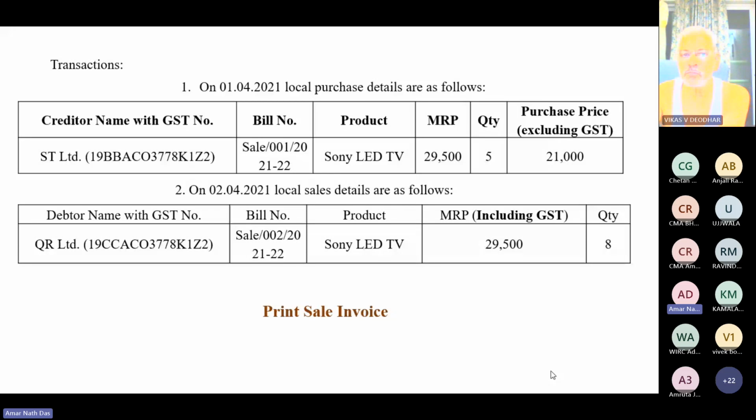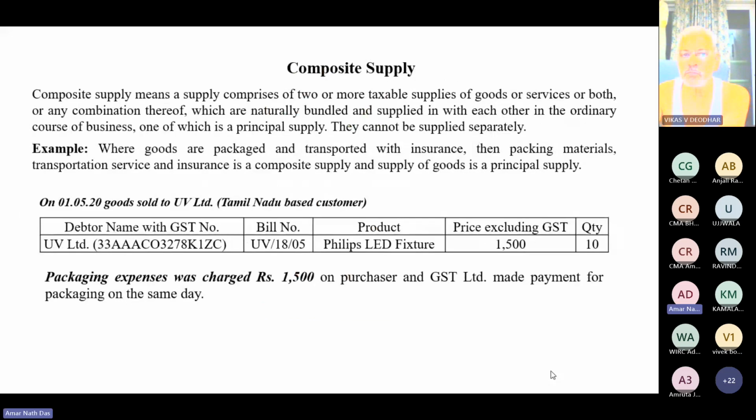So I will show you this one also. Then I will show you the print of the sale invoice. And this is a composite supply. That means when I consider some items associated with goods, a bundle of supply which is not primary but secondary, but needs to be considered. For example, packaging, transportation, insurance, etc. So it needs to be considered as expenses charged in your purchase, and GST paid for that particular packaging on the same day. So how to consider this, I will show you.